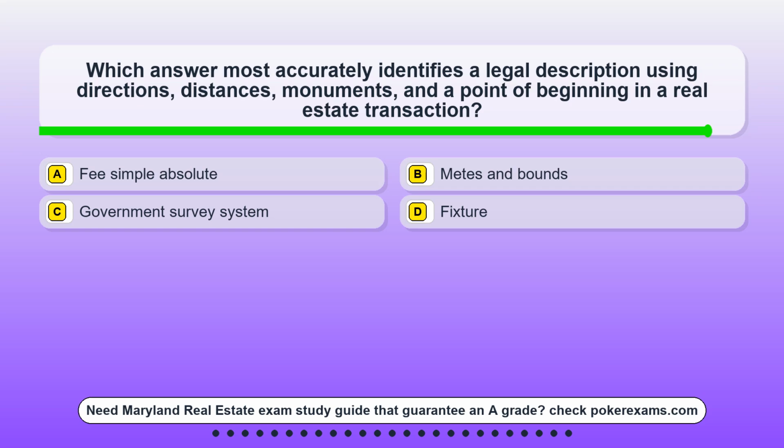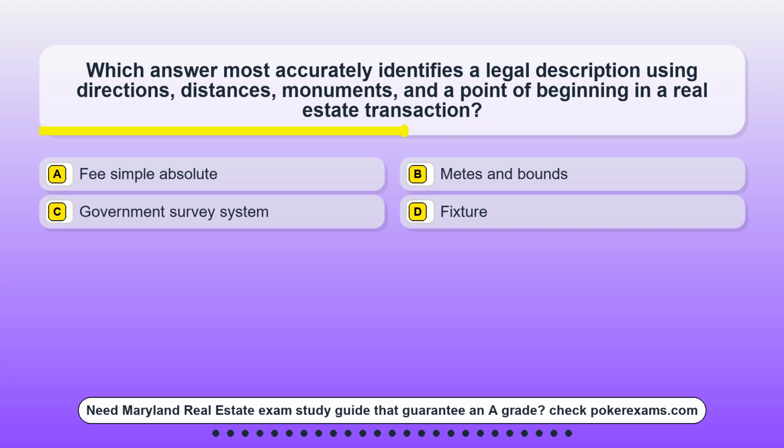Question 4. Which answer most accurately identifies a legal description using directions, distances, monuments, and a point of beginning in a real estate transaction? Option A, fee simple absolute. Option B, metes and bounds. Option C, government survey system. Option D, fixture.